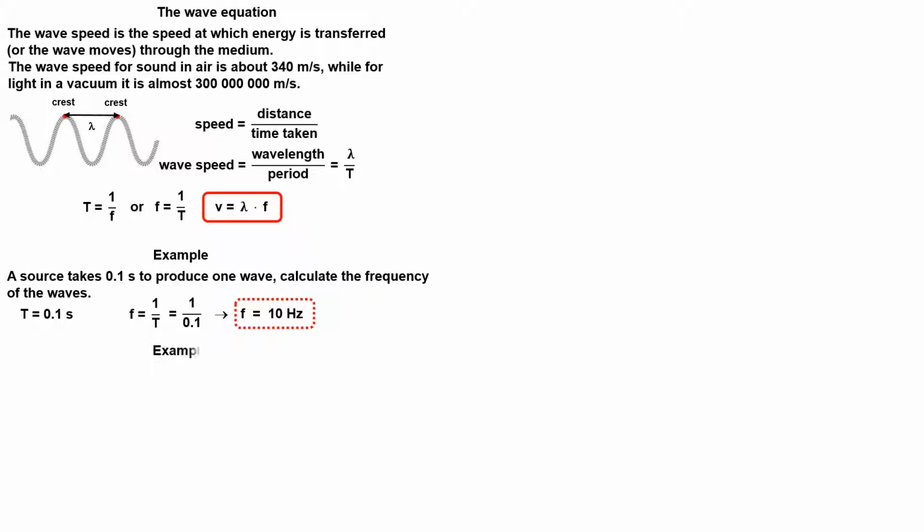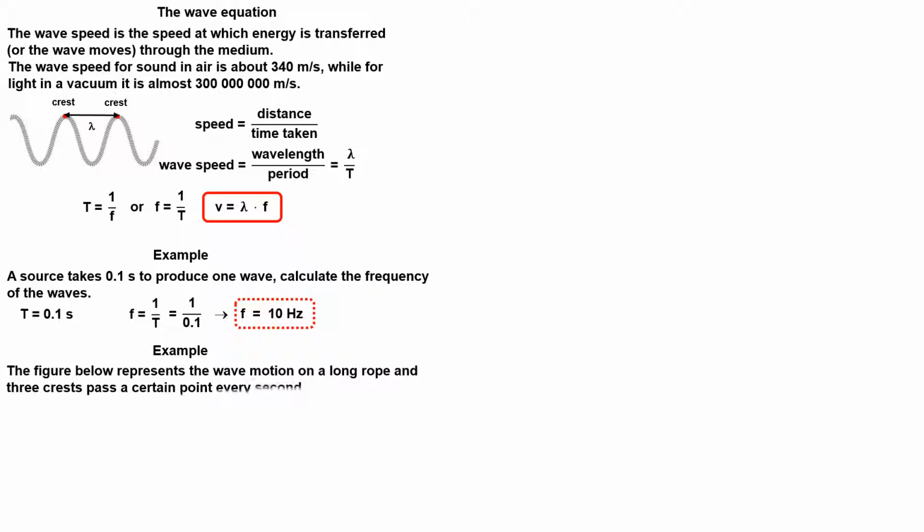Example. The figure below represents the wave motion on a long rope and 3 crests pass a certain point every second. Calculate the wave speed.